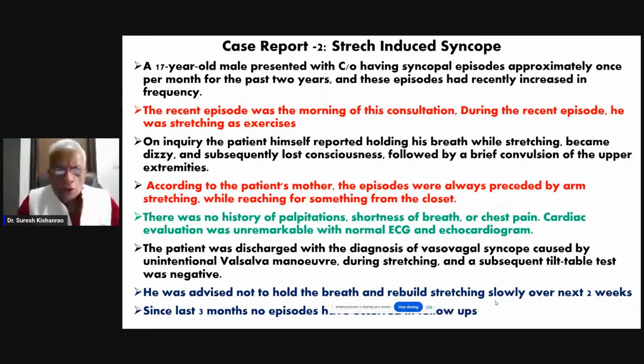Here is a 17-year-old male boy complaining of syncopal episodes roughly once a month in the last 2 years. But of late, it has increased in frequency. That's why they came to us. During the recent episode, what he was doing was stretching exercises. The patient reported that he holds his breath while stretching himself.